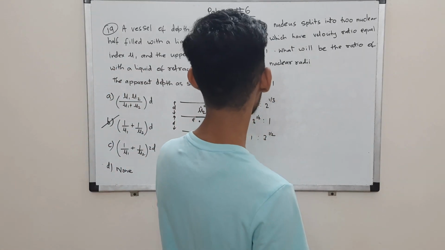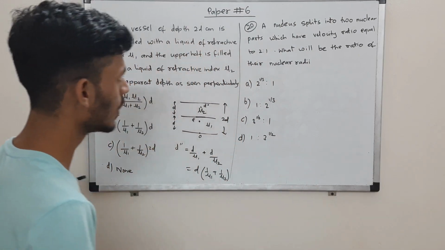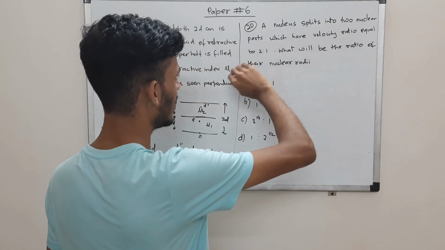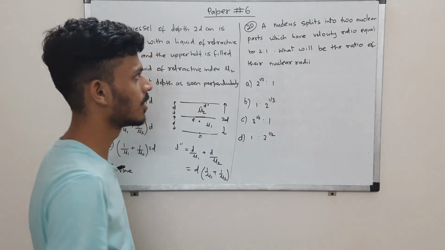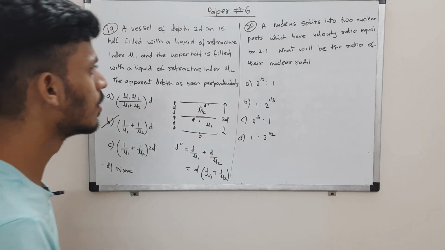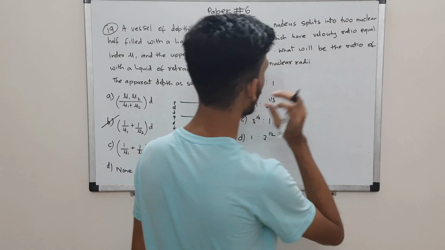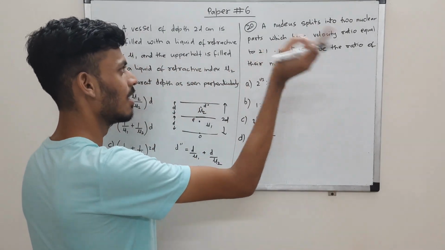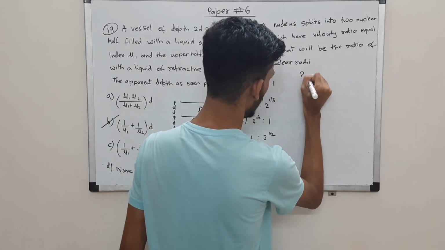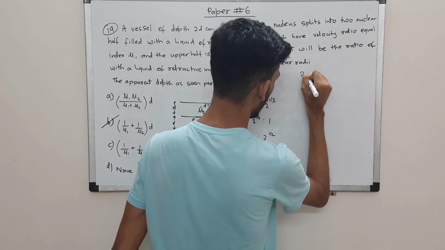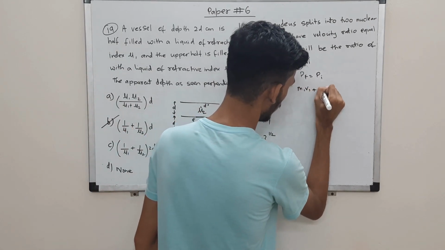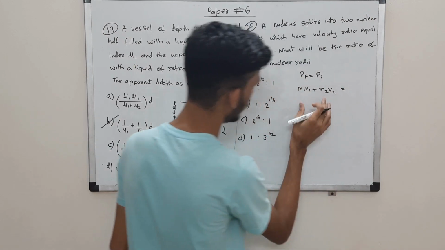Now in question 20 we have a nucleus which splits into two nuclear parts. Their velocities are in the ratio 2:1. You are supposed to tell what will be the ratio of their nuclear radii. First of all let's conserve momentum, so that will give us the ratio of masses as 1:2, opposite. Final momentum is equal to initial momentum; we'll assume that initially your nucleus was at rest. So m1 v1 plus m2 v2, these are the two final parts.